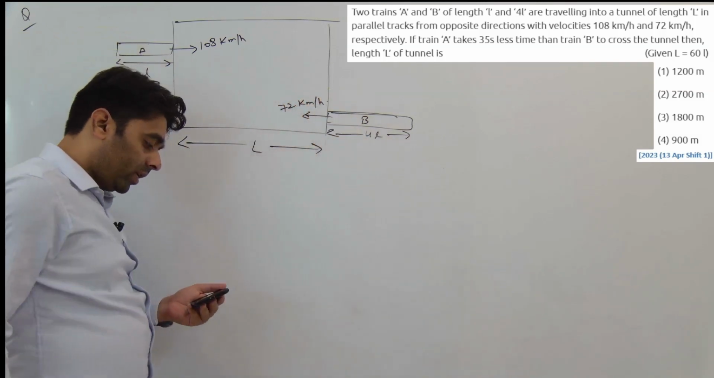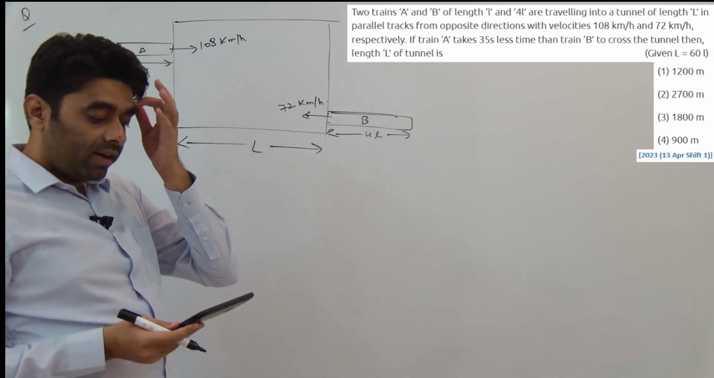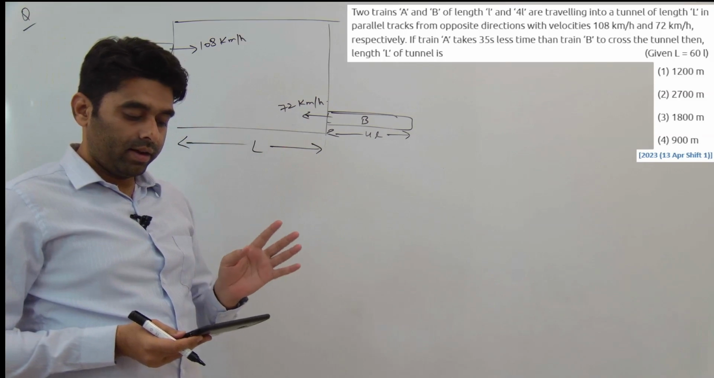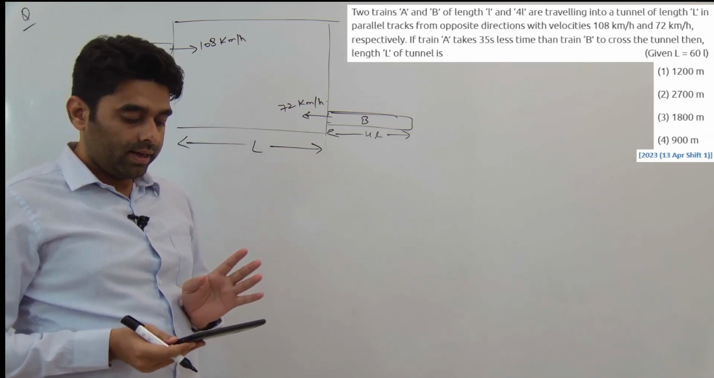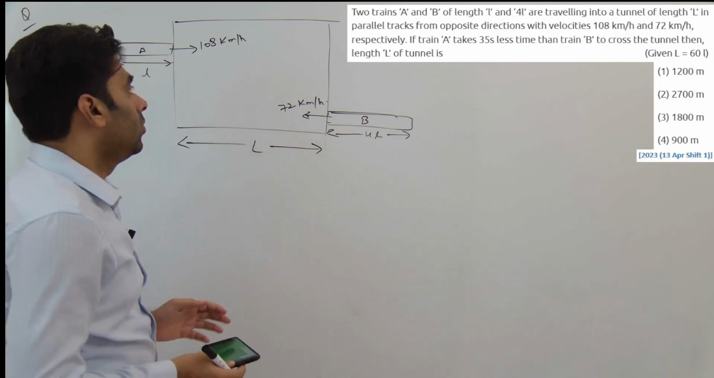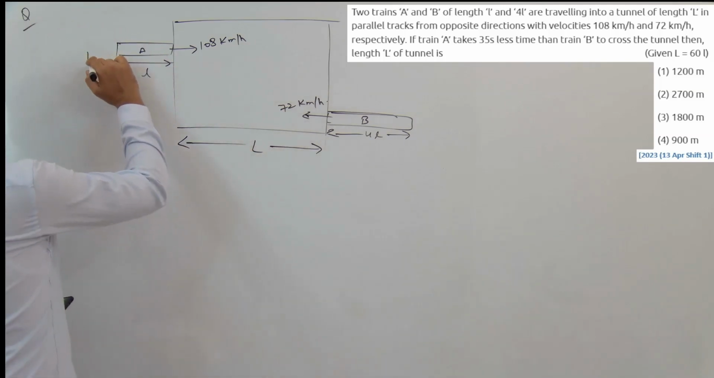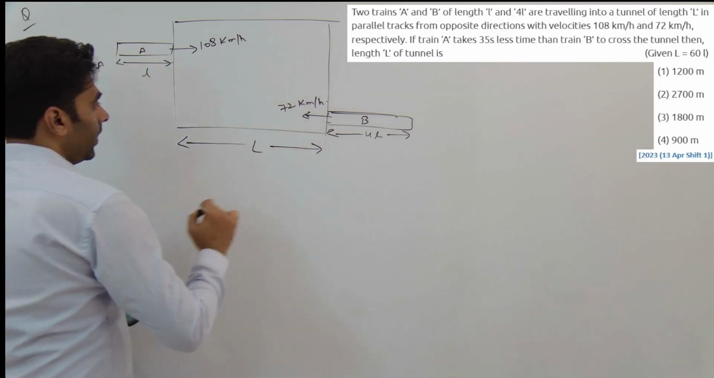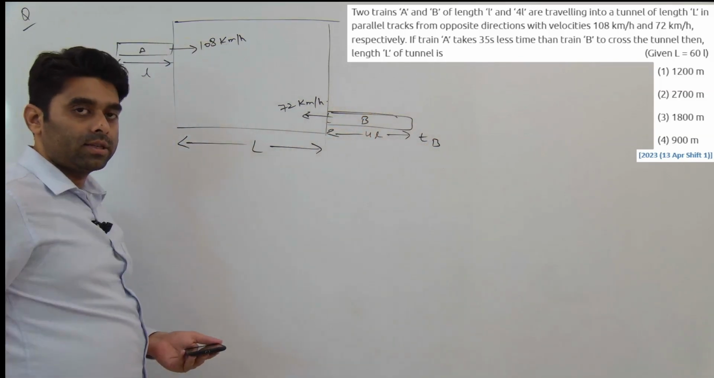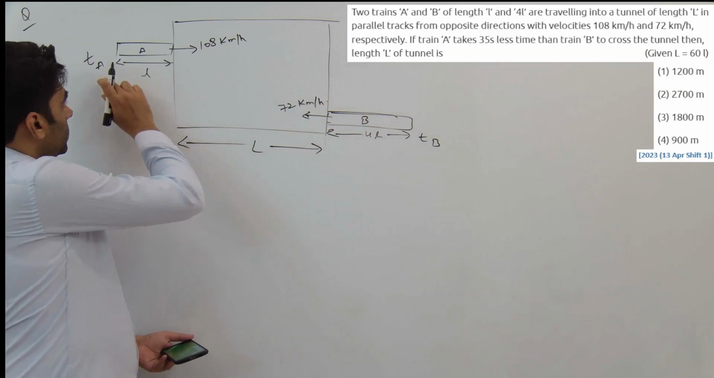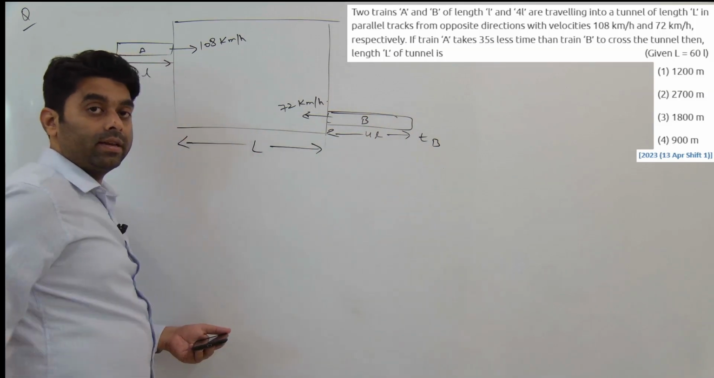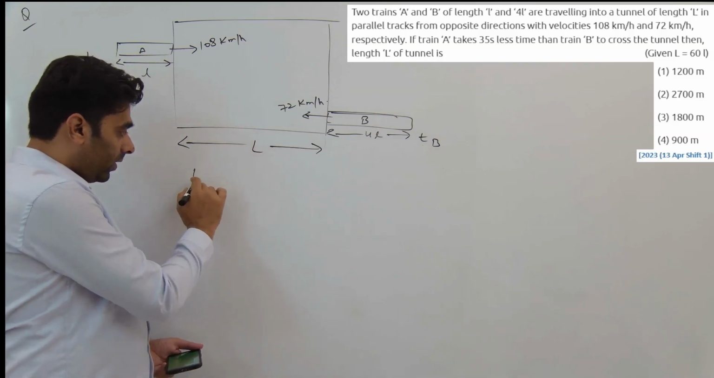Fine. What it says is that if train A takes 35 seconds less time than train B to cross the tunnel, then the length L, that is capital L of the tunnel, is. So let's say that time taken by A is TA, time taken by B to cross this tunnel is TB, and the relation that is given is that TA is taking 35 seconds less, that means TB is taking 35 seconds more. So what can we write?